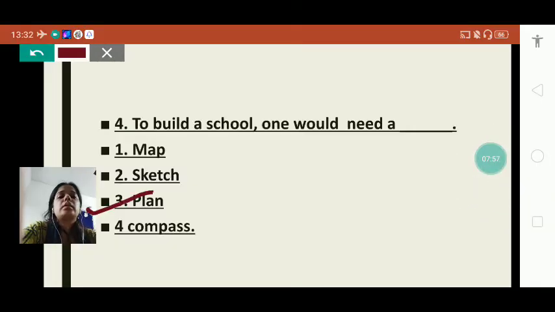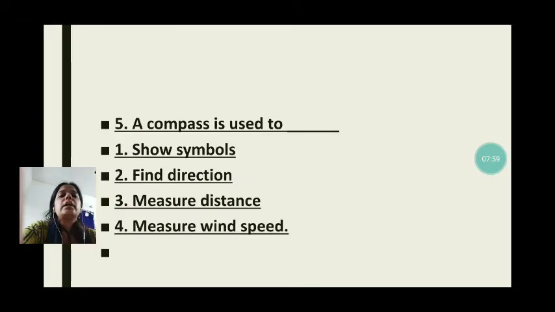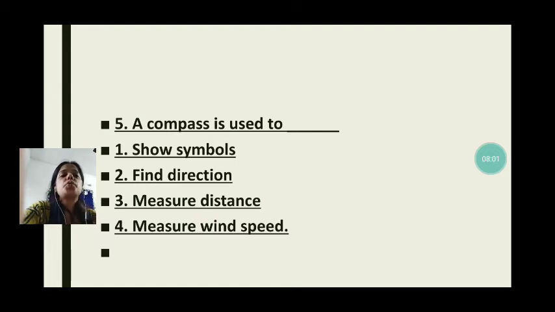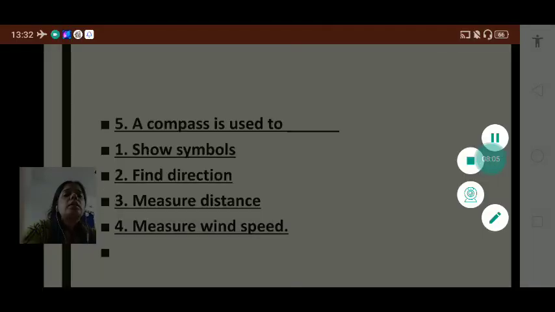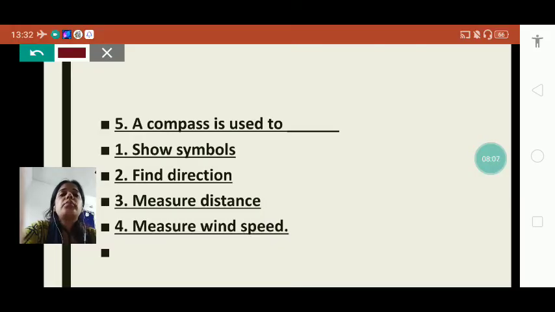Next we can see, to build a school one would need a plan. Next, a compass is used to find directions. A magnetic compass is used to find directions.